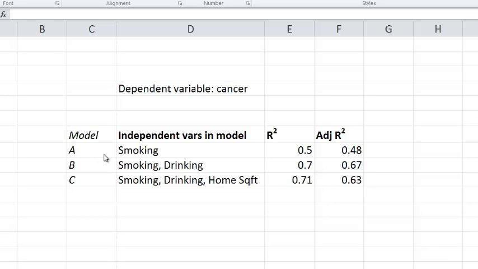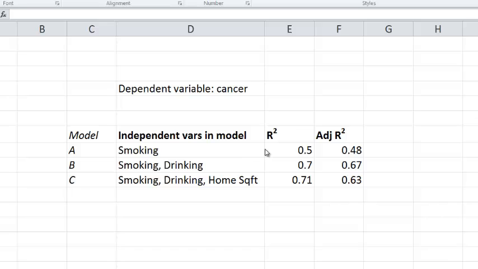our first model would look at the relationship between the independent variable smoking and the dependent variable cancer. And I'm assuming you know enough about regression to understand how these variables are measured and distributed, etc. Our second model would look at smoking and drinking, and our third model would include smoking, drinking, and home square footage, a variable that we would not expect to be influential on cancer outcomes.